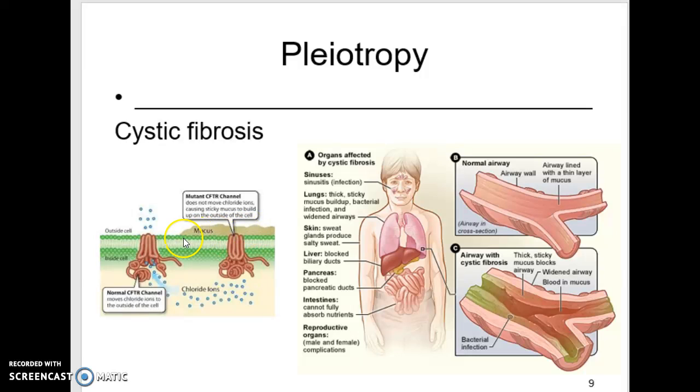This causes mucus to build up. This causes sinus problems. The lungs get built up with bacterial infections. They get thickened because of the mucus. Sweat glands produce salty sweat. All of these different physical traits, these are all phenotypes, are the result of that one gene being mutated. Okay, so that is the idea behind pleiotropy. One gene influences multiple traits. When we look at polygenic, we have one trait that is influenced by multiple genes. So they're kind of an opposite to each other.